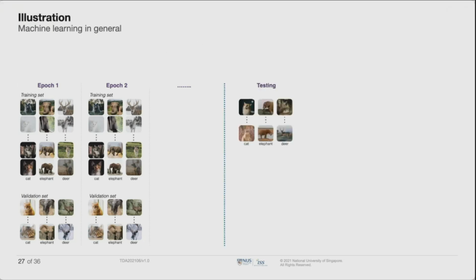After training, we want to see how good the model really is. So we use the rest of the 200 images in each class to check the model performance. In this stage, the model is again performing the same task, classifying images of cat, elephant, and deer. This is how the training in machine learning works.